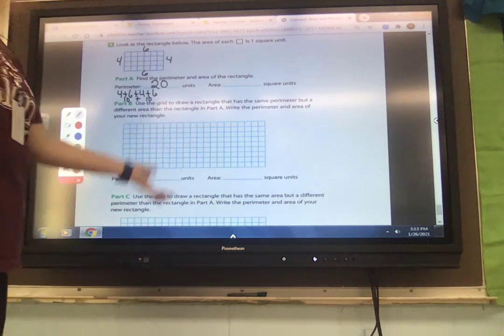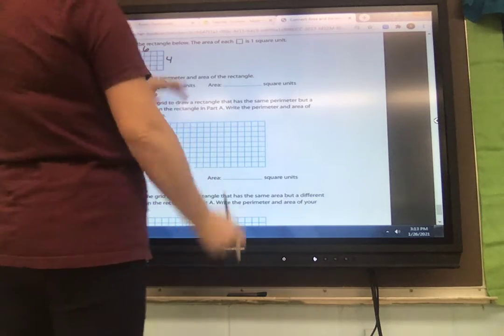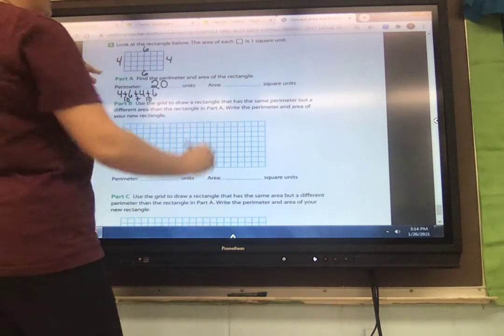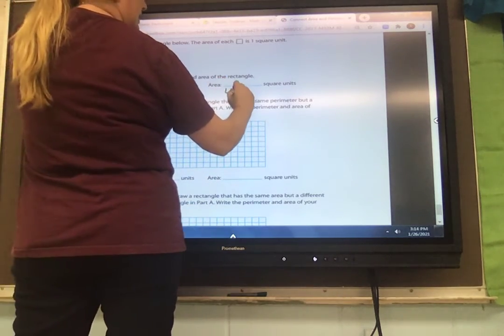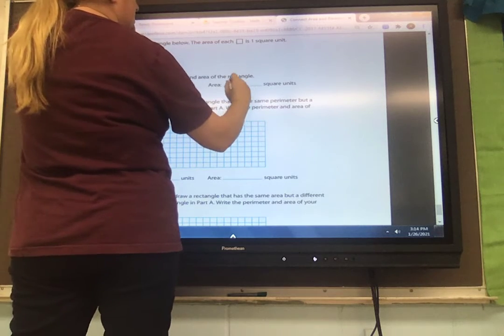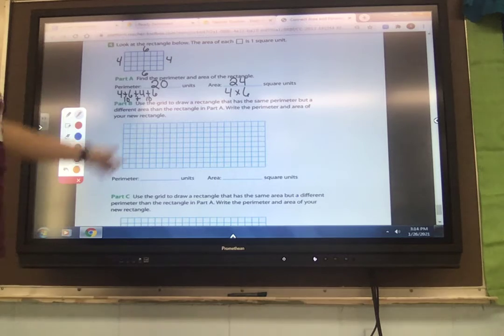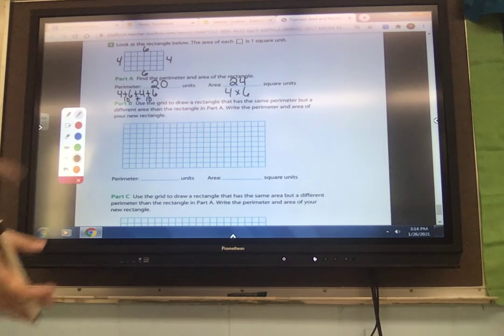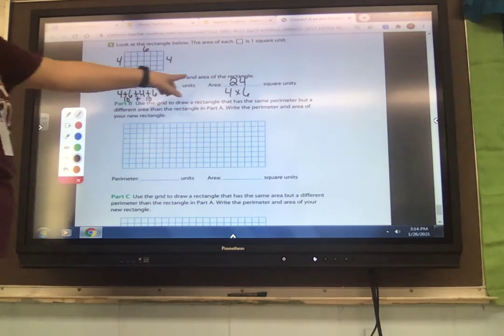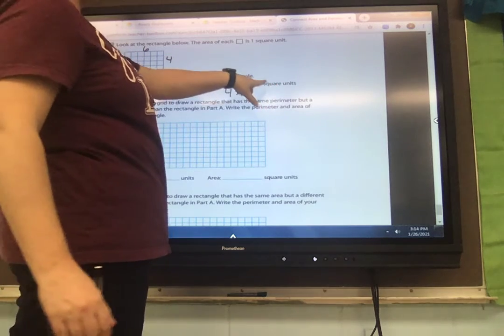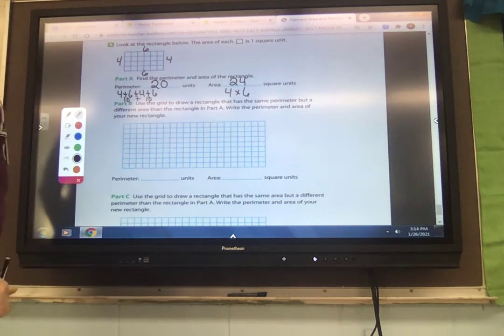Area, to get the area, you have to multiply or count your squares. I'm going to multiply length times width. 4 times 6 is 24. Perimeter was 20. Area is 24. My labels are already there for me. Notice area has square units and perimeter only says units.